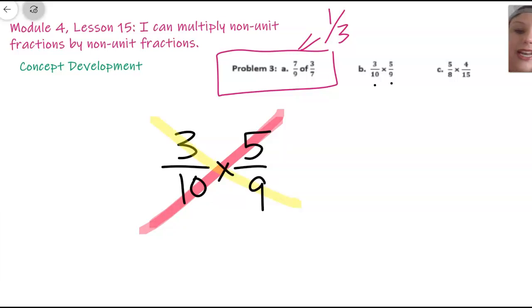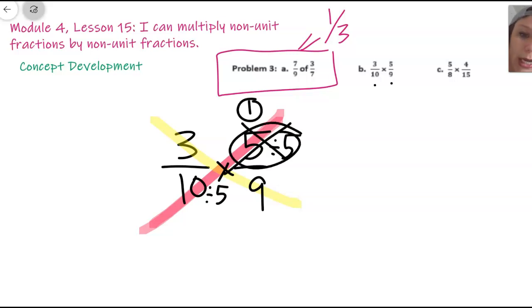So let me go ahead and ask myself now with that 5 and 10, do I know a number that I can divide 5 and 10 by that goes into both of those? Yes, I do. 5 goes into 5 and 10. 5 goes into 5 one time. 5 goes into 10 2 times. That's my new numerator and denominator.